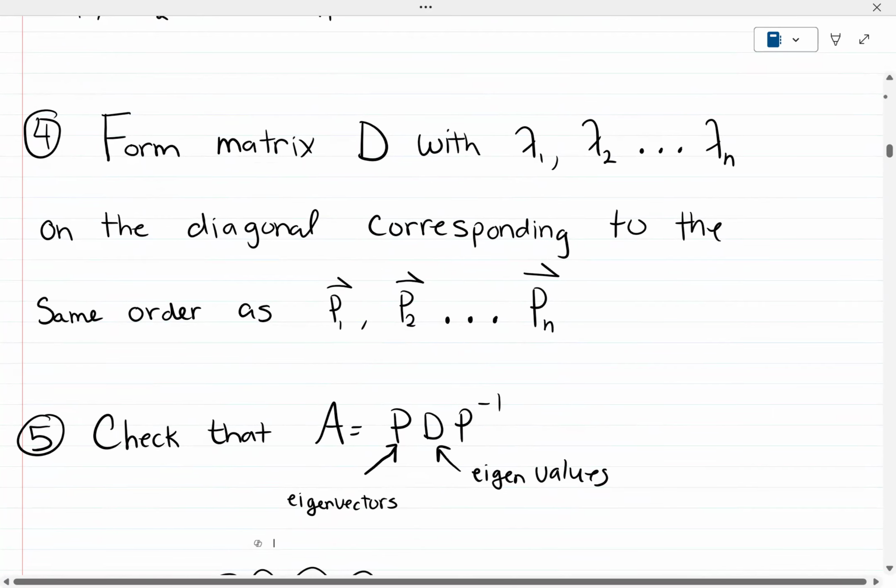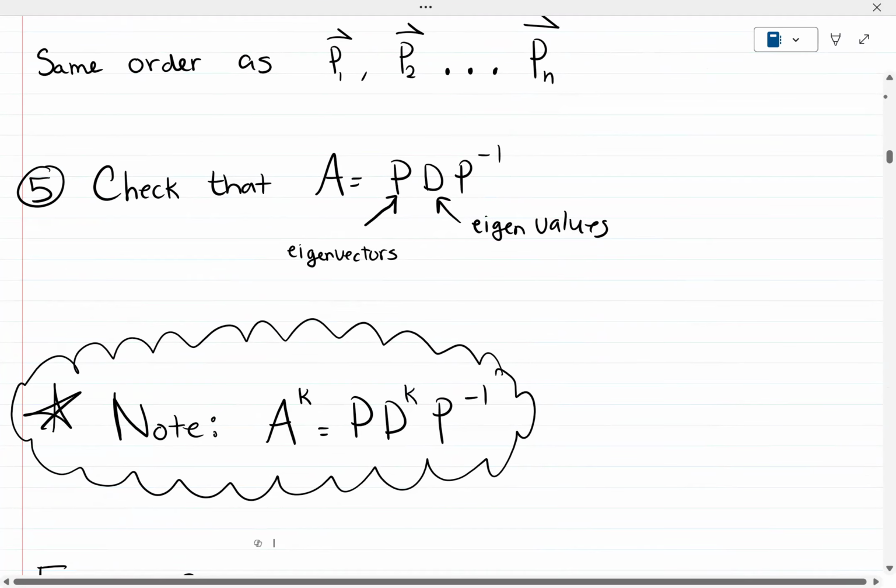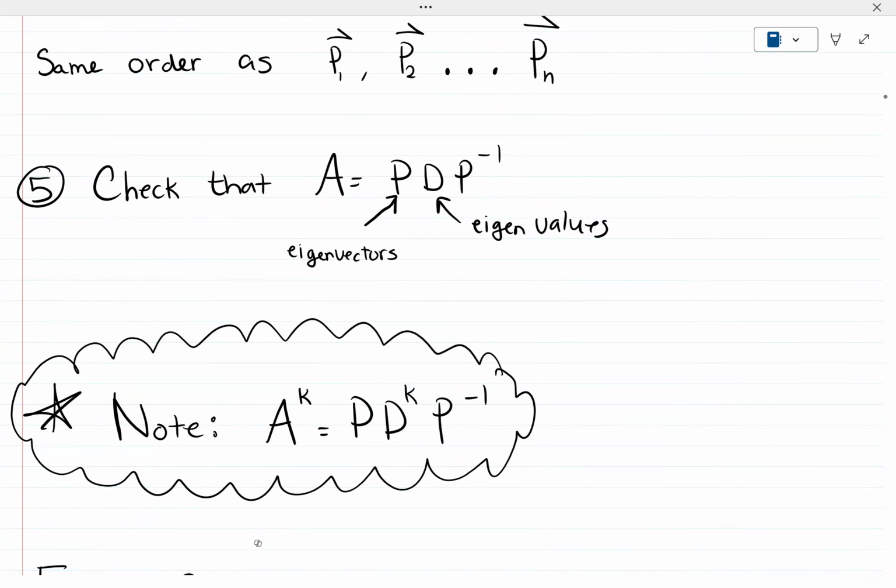Step five, check that A equals P times D times P inverse. P represents the eigenvectors, D represents the eigenvalues. Note, A raised to the K is P times D raised to the K times P to the -1.